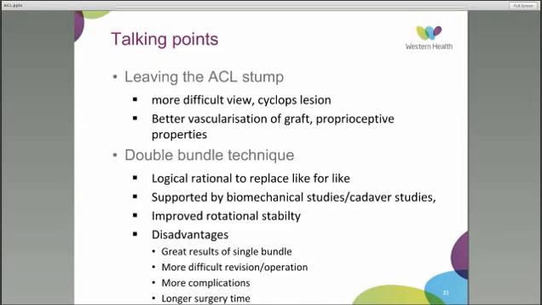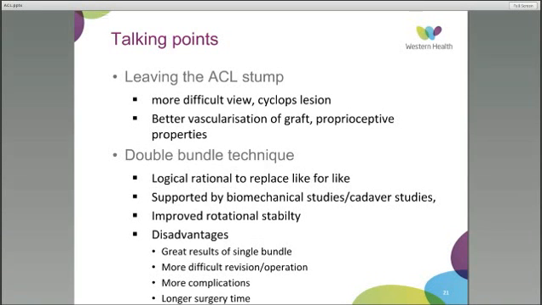Another couple of talking points. Leaving the ACL stump: the benefits are that you theoretically get better vascularisation of the graft, and there are proprioceptive properties in that ACL stump. So by leaving the stump there, there's potential benefit in having a better functioning knee after the operation, but that leads to a more difficult view, and we've already noted that tunnel position is the biggest factor in an ACL knee doing well. So a view is important, and it can lead to a cyclops lesion in the intercondylar notch post-operatively.